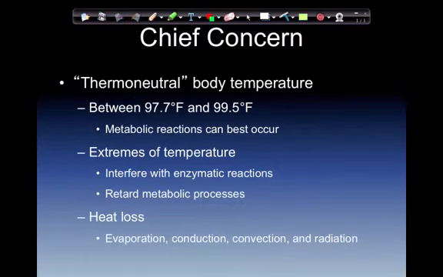Chief concerns. Thermoneutral body temperature is between 97.7 and 99.5 degrees Fahrenheit. Metabolic reactions best occur at these temperatures. Extremes of temperature interfere with enzymatic reactions and retard metabolic processes.